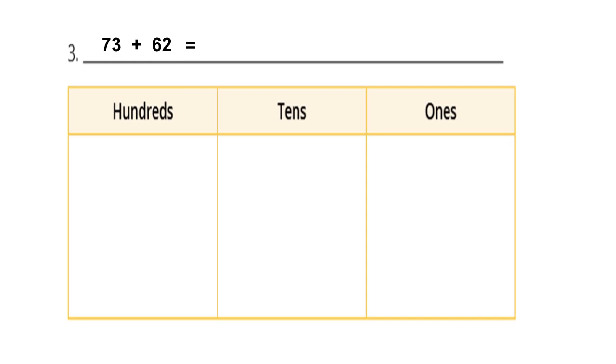Start with 73. Represent this. Start with the ones here. We have 3 in the ones. Yes, so we will represent 3 in the ones. 1, 2, 3. And tell me, what is the number written here in the tens? Yes, 7. Let's represent 7 in the tens. 1, 2, 3, 4, 5, 6, and 7.